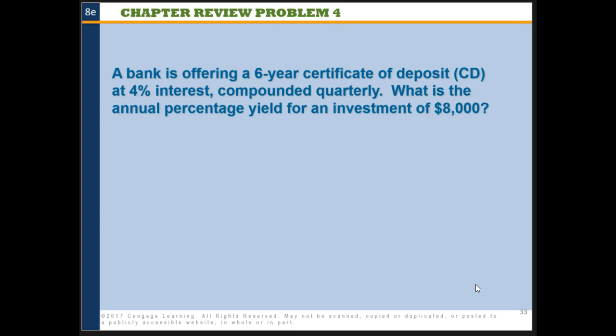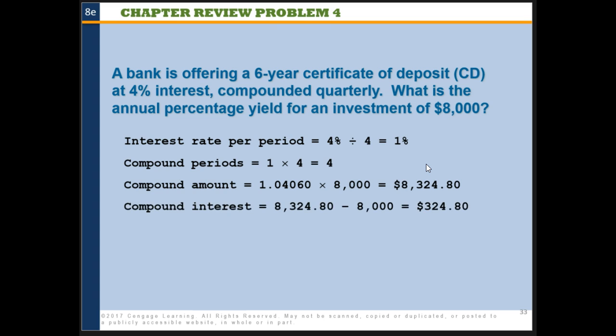So this is the last review problem. A bank is offering a 6-year certificate of deposit at 4% interest compounded quarterly, so 4 times a year. What is the annual percentage yield for an investment of $8,000? So here we do the interest rate, 4% divided by 4, because it's compounded quarterly, is 1%. It's 1 year, because they want to know the annual percentage yield, times 4 is 4.